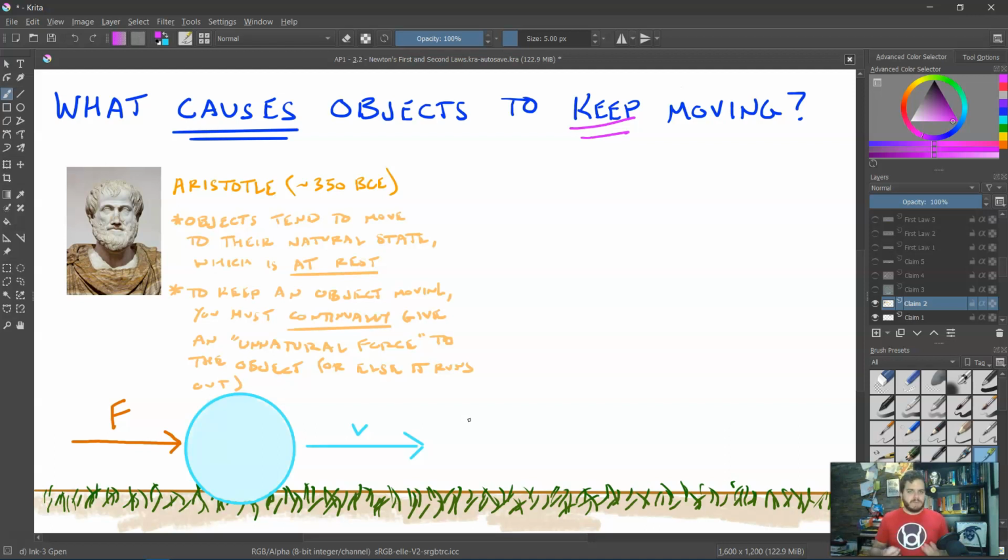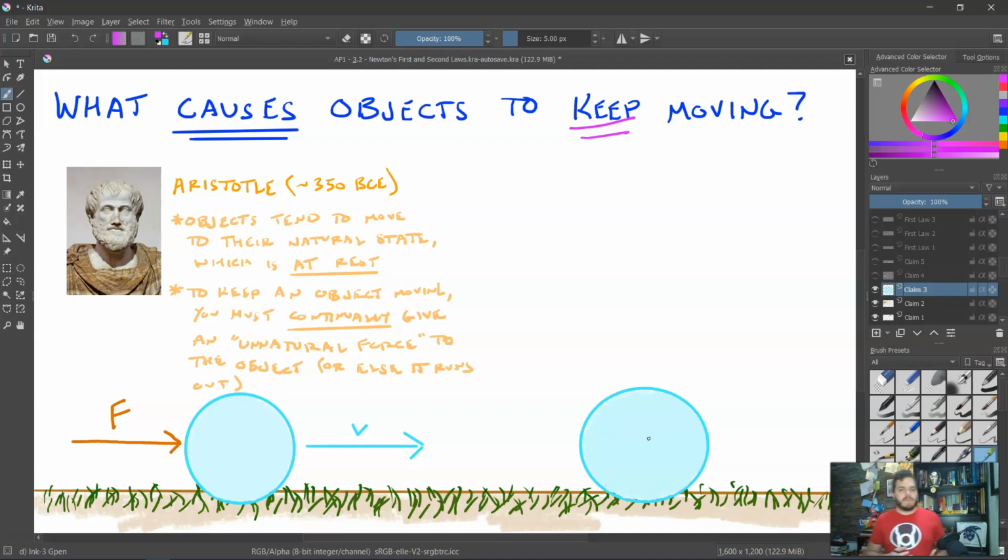And if you don't do that, like if I stop pushing on this, eventually what's going to happen is this is going to move and it's just going to stop. And it's going to stop because that is the natural state. So to keep an object moving, Aristotle would say you must continually push it. You have to always provide a force to keep it moving. Period. End of story, no matter the circumstances.